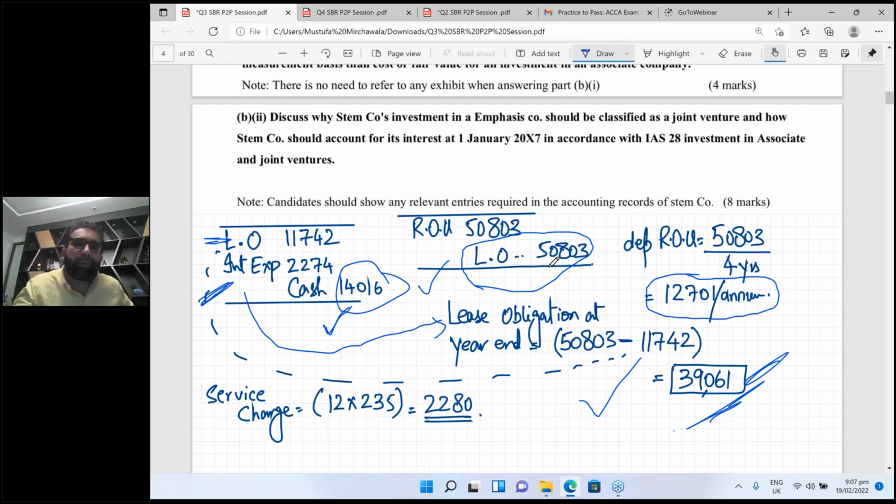Either you can do 50803 less 11742 and get the year end liability immediately, or you can do 50803 less 14016 plus 2274. My respected student, these two strategies are the same. The wordings we may use may be different, but these two are the same thing. You can use any wordings.